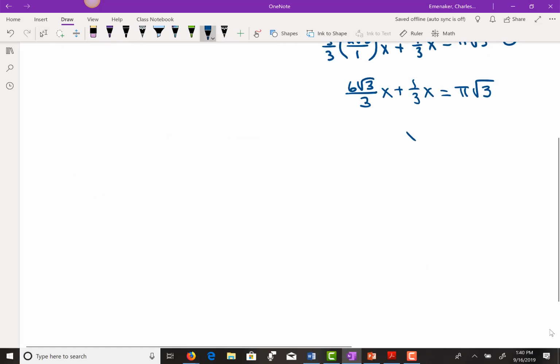We're going to put down our x. They both have the same denominator, so the denominator is going to be 3. We're going to get 6 square root of 3 plus 1 times x equals pi square root of 3. You okay so far?